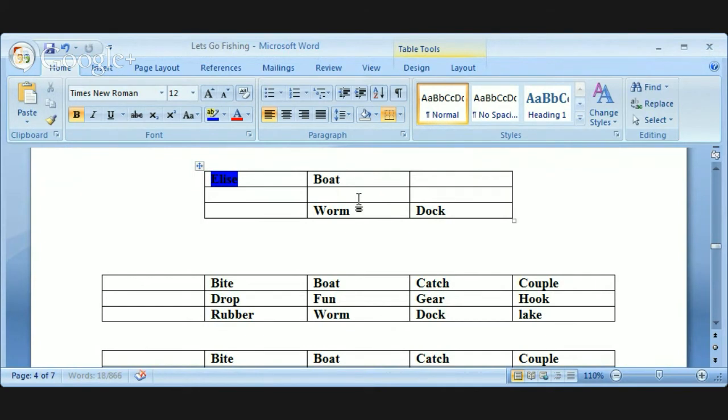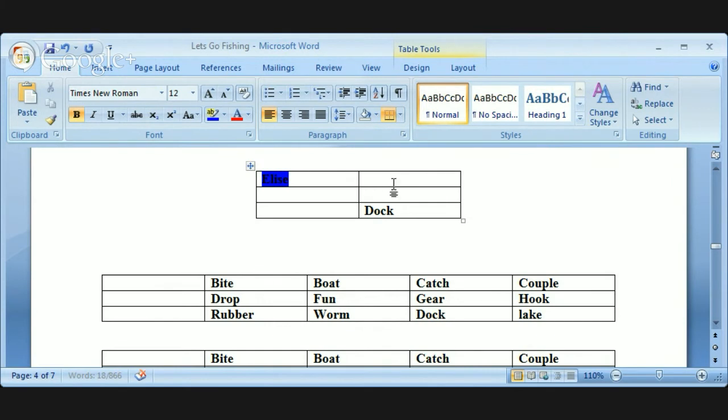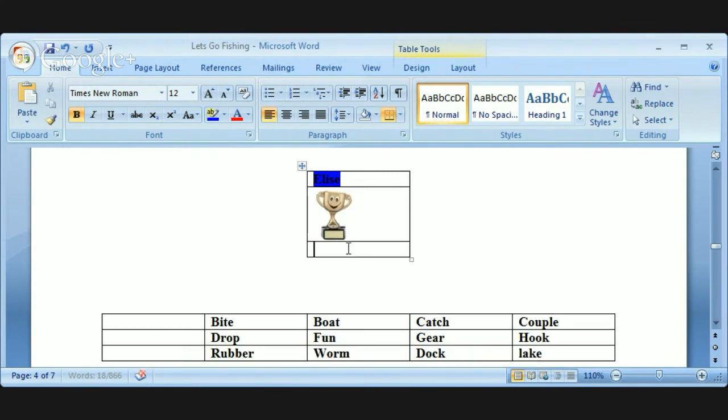And they get into a boat and put some live worms onto the hook. Then finally they got lots of fish, and they get back onto the dock, and they happily went home. Okay, nice job. Nice job.